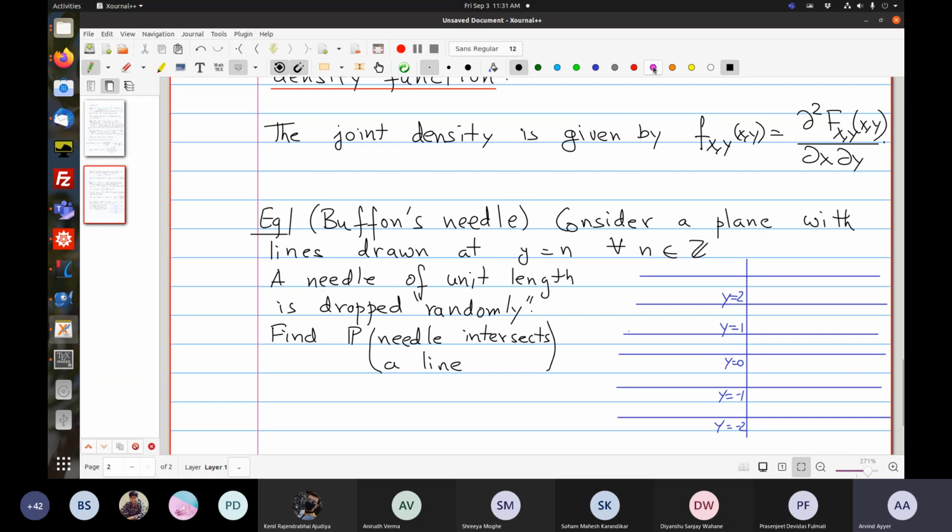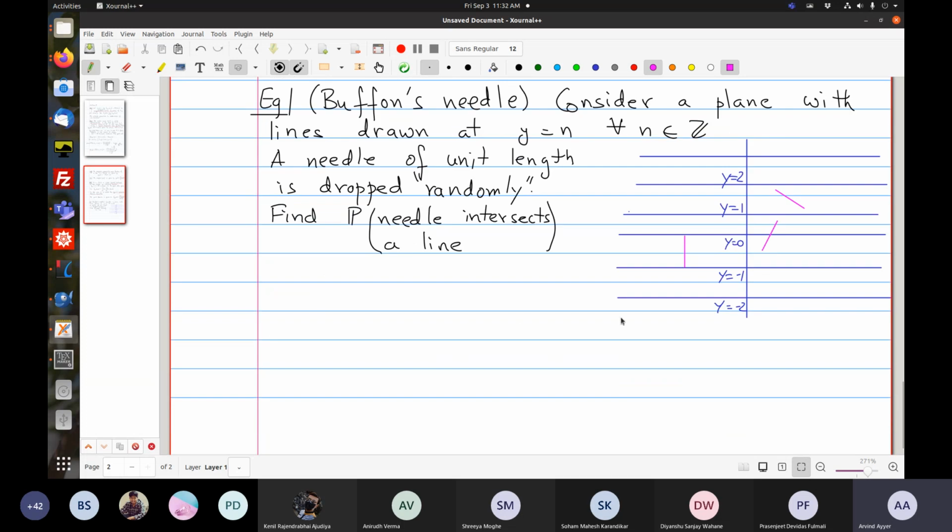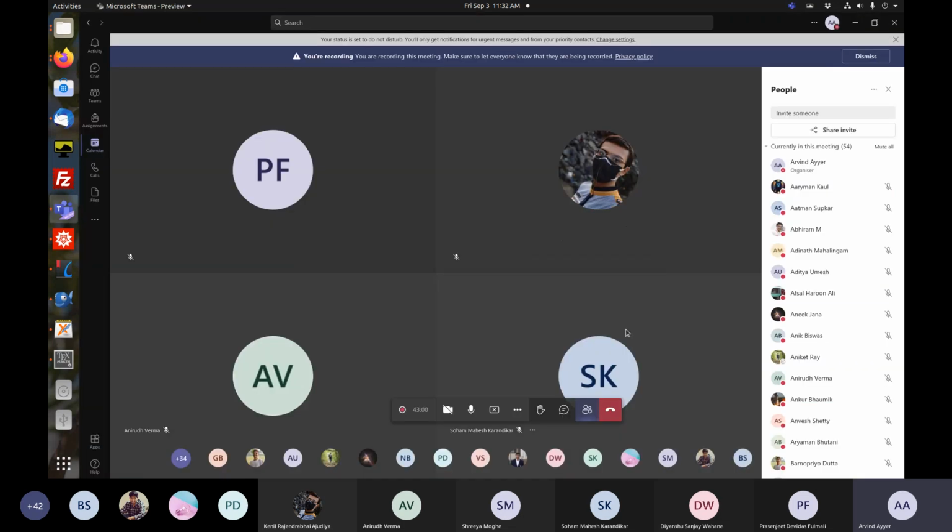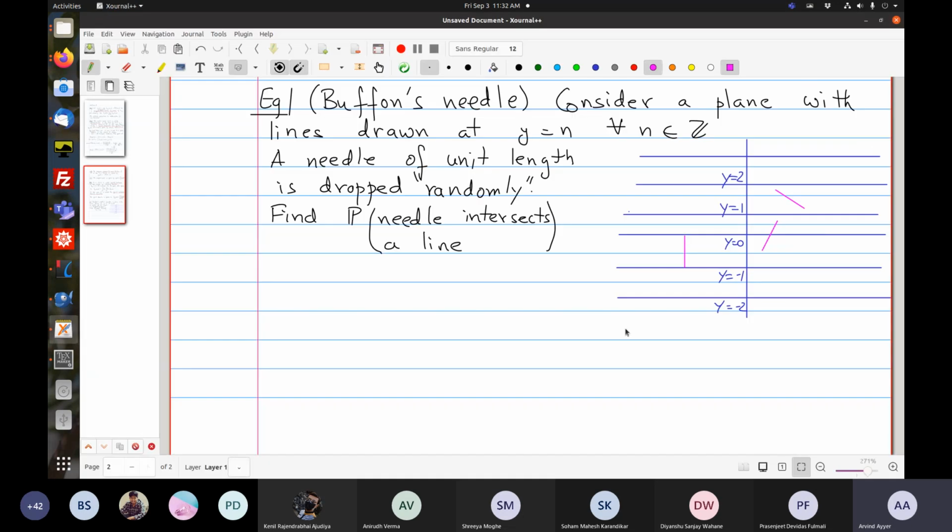Okay, so you have a needle, and it's the same length as the distance between consecutive lines. So the needle could fall like that, or like that, or, in principle, it could fall exactly like that, in which case we have to agree on a convention of whether we say it intersects or not. But that's the question. Is the question clear? You drop the needle randomly, and you want to find the probability that it intersects a line. Okay, any line.